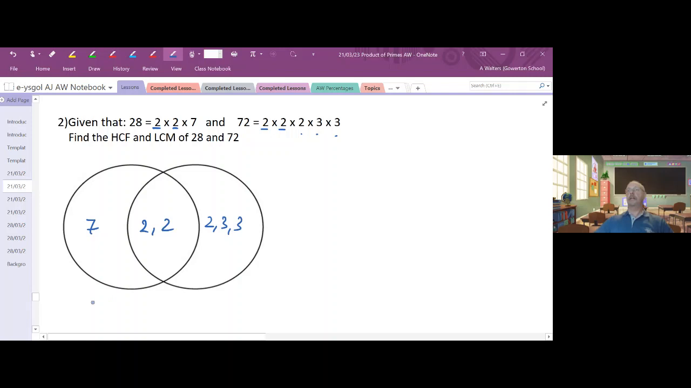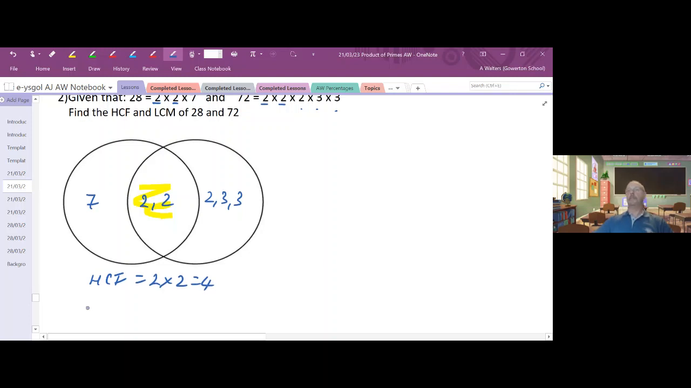So once again, the highest common factor is what's in the center there. The highest common factor is 2 times 2, which is 4. The lowest common multiple is writing everything out. Don't forget, or should I say, don't miss anything out. 7 times 2 times 2 times the last 2 times 3 times 3. Let me check those. 7, 2, 2, 2, 3, 3.